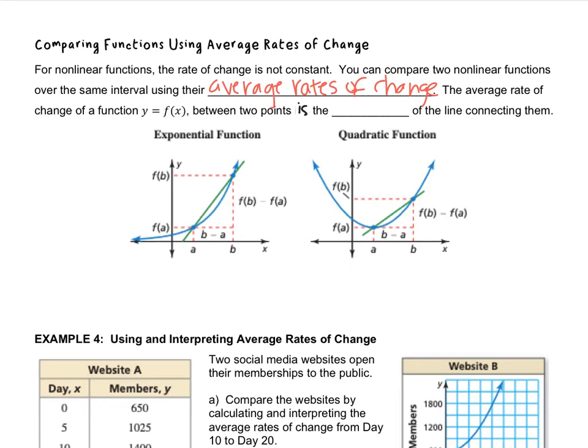The average rate of change of a function between 2 points is the slope of the line connecting those 2 points. So for example, if we look at this green line, the slope of this green line is comparing the rate of change between these 2 points. It's steeper than the rate of change between these 2 points. So we would say that this exponential function has a greater rate of change between these 2 points than does the quadratic function.